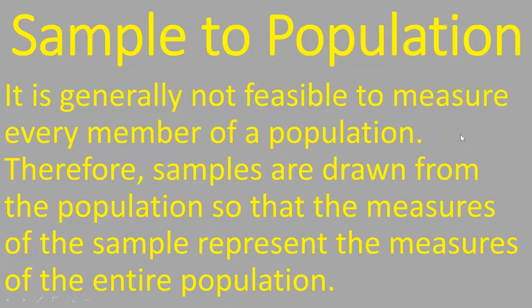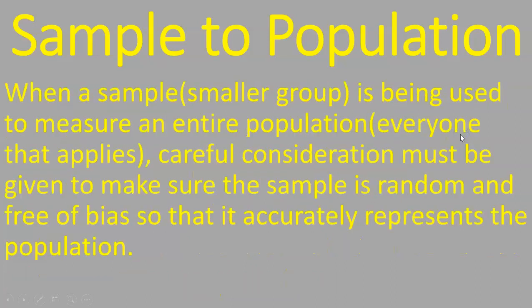This gets into the previous standard a little bit, but just some reminders. When you take the smaller group and you're trying to represent the larger group with it, you must be very careful. You really want to be random. That is, everybody should have an equal chance of being selected. You want to be free of bias, or those prejudices that you might have for or against particular results.